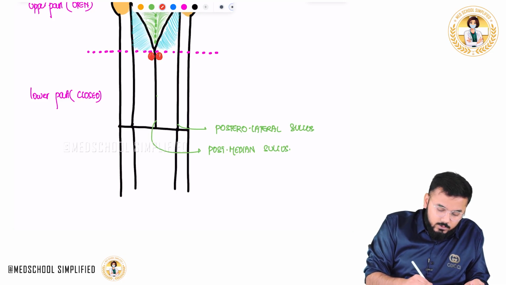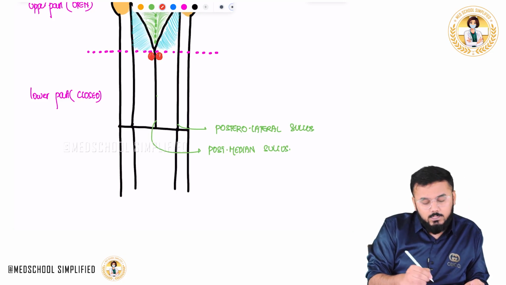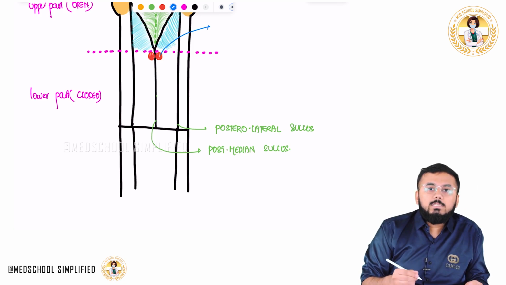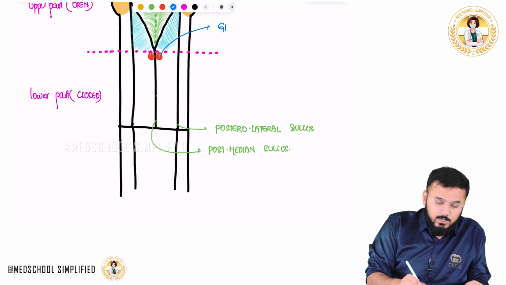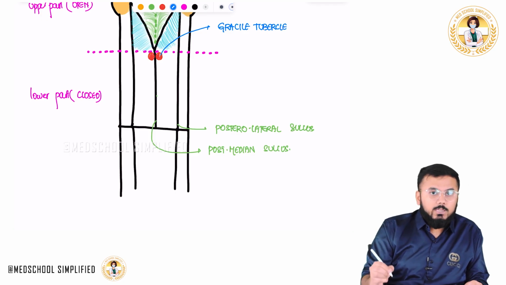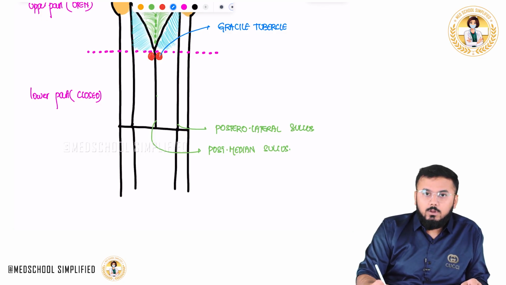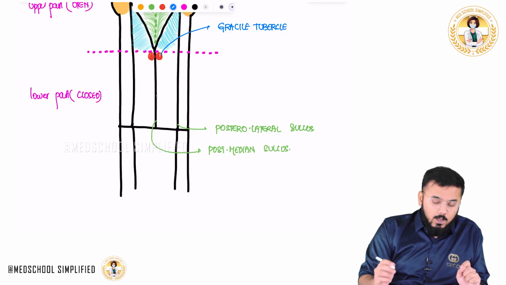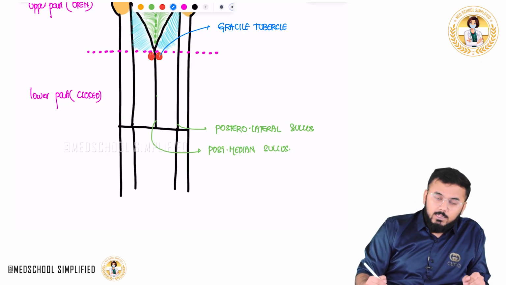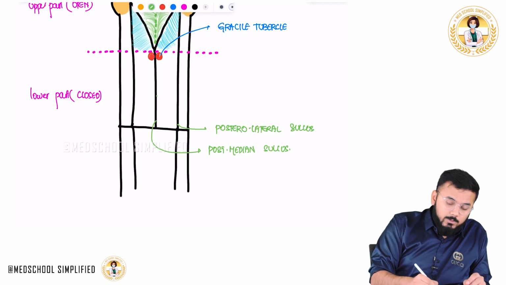Now, if you go to the top, on either side of the posterior median sulcus, you see these two red color structures. These are called gracile tubercles. This is a very important thing you need to know. Where are the gracile tubercles located? They are located medially.